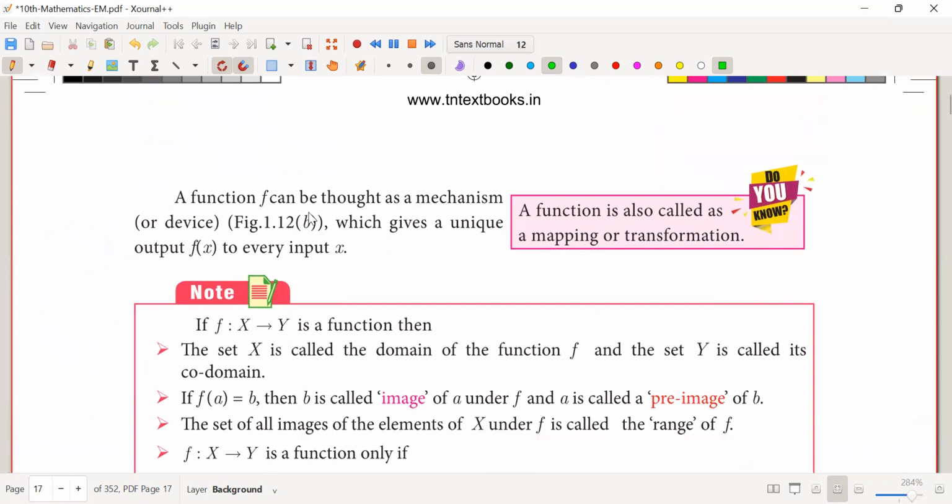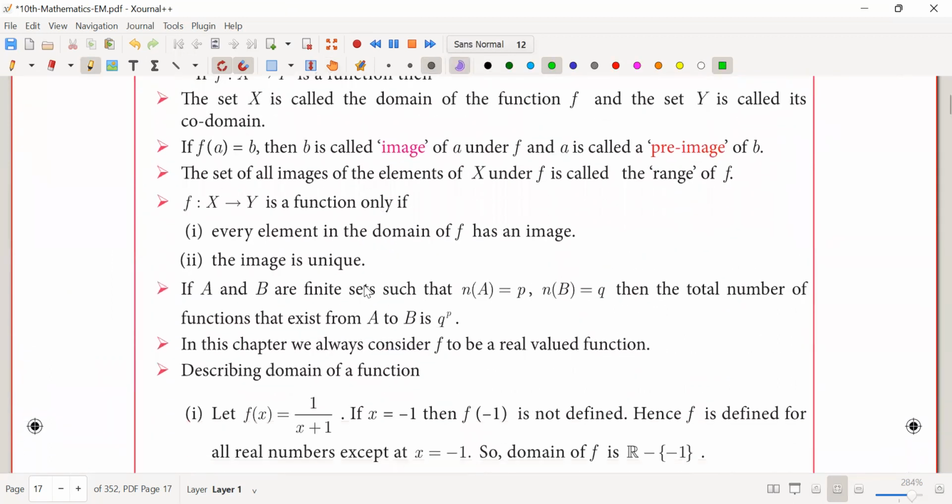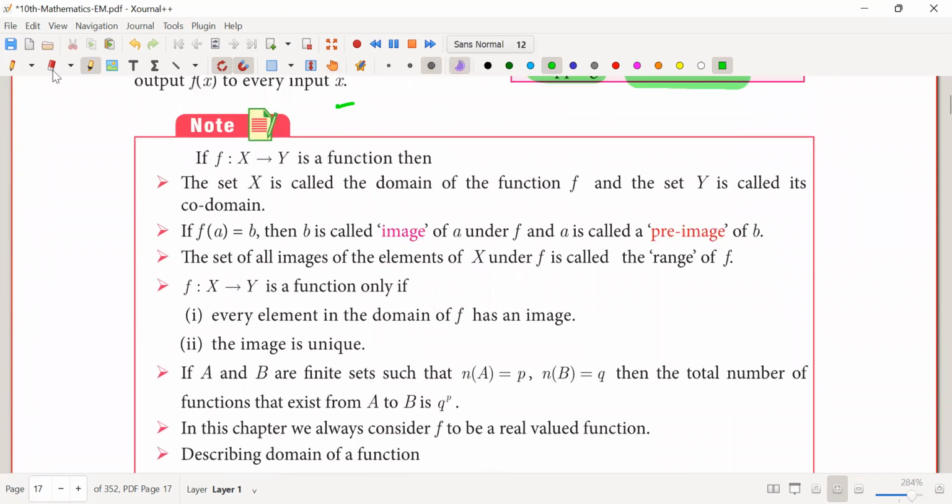A function f can be thought of as a mechanism or device, Fig 1.12b, which gives a unique output f of x to every input. A function is also called a transform, mapping, or transformation. That is what we have to know about functions.